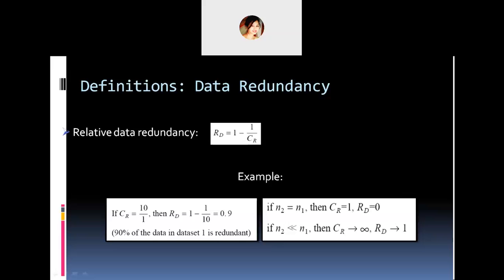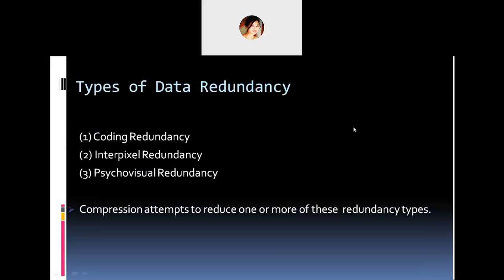So these are the terms. If you remember one equation or one definition, then you can put in these values and work out the rest. So at least try to remember the equations: CR equals n1 by n2, and relative redundancy is RD equals 1 minus 1 by CR.